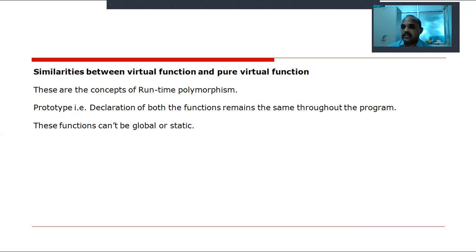So then, similarities between virtual function and pure virtual function. What are the similarities? These are the concepts of runtime polymorphism. Clear? So the prototype, the declaration of both the functions remain the same throughout the program. Here, the base class prototype and derived class prototype are the same. The functions cannot be global or static. Clear? The functions cannot be global or static.